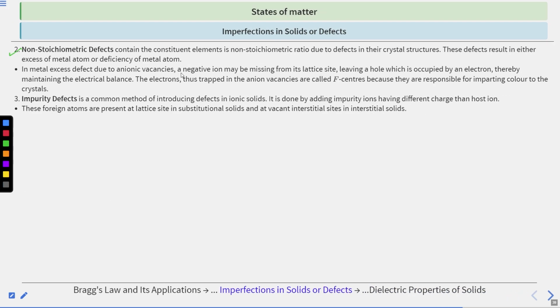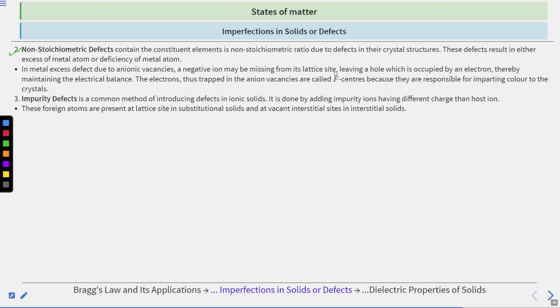Non-stoichiometric defects contain constituent elements in non-stoichiometric ratio due to the defect in their crystal structure. These defects result in either excess of metal atoms or deficiency of metal atoms. Metal excess defect due to anionic vacancies.